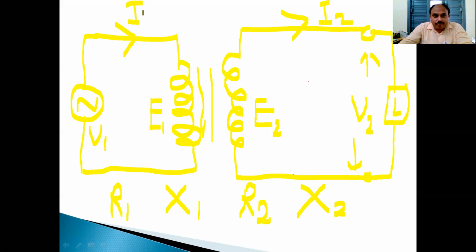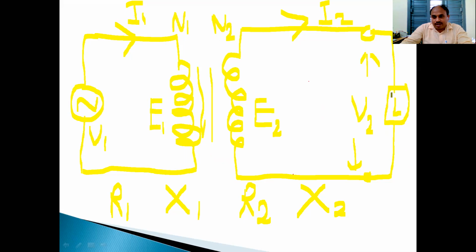So these are all of the parameters of the transformer. The number of turns on the primary is represented with N1. The number of turns on the secondary is represented with N2. Then we have I1, I2, V1, V2, E1, E2, R1, X1, R2, X2. All primary parameters are represented with 1s. All secondary parameters are represented with 2. So this is the transformer's circuit.